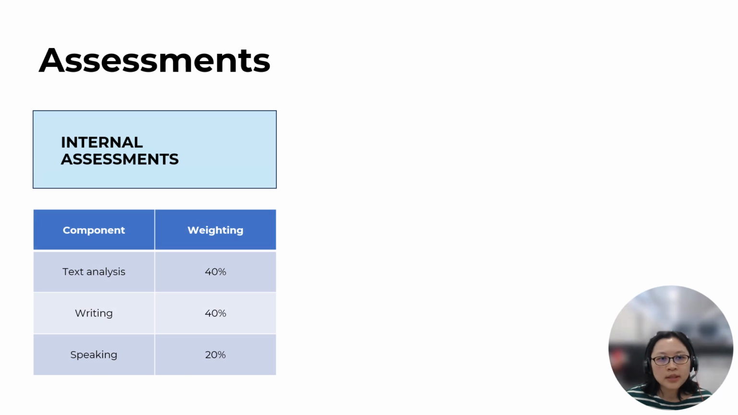As for assessment, internal assessment weighting is as follows. The assessment consists of 3 components: text analysis, writing, and speaking. Text analysis and writing each weigh 40%, and speaking is 20% of the total mark.